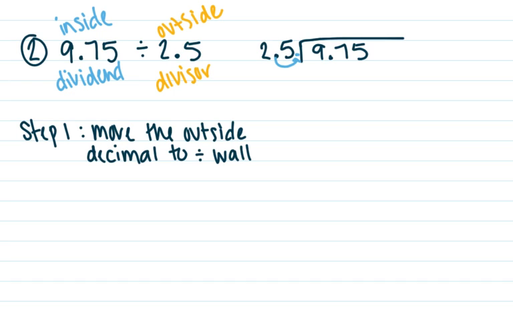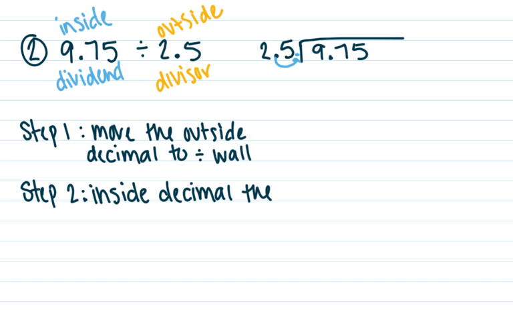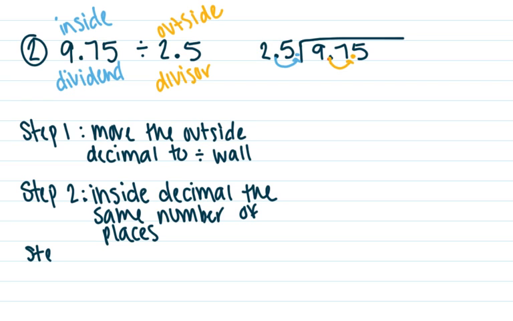Step number 2 then is to move the inside decimal the same number of places. So move that dividend decimal, the inside decimal, the same number of places. Okay, so I only moved it one time on the outside. That means that I'm going to be moving this inside decimal one time as well. So it is now between the 7 and the 5. Step number 3 is to rewrite and then divide, making sure that you put your decimal in the right spot.